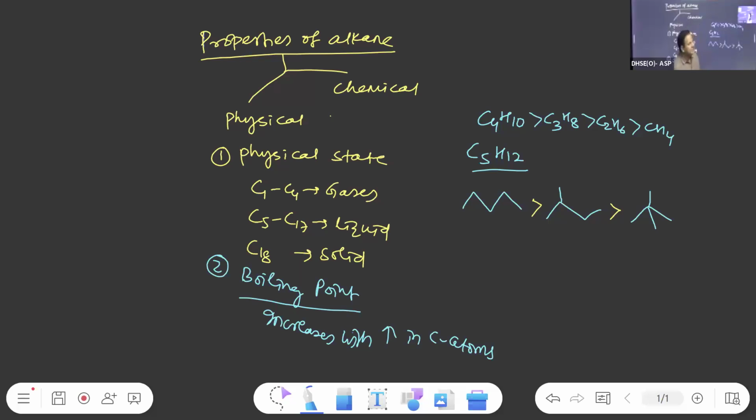With increase in branching, surface area decreases, and hence Van der Waals force of attraction decreases. So boiling point decreases.